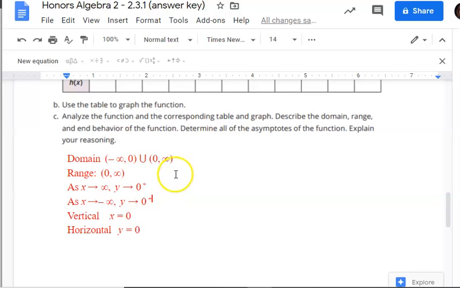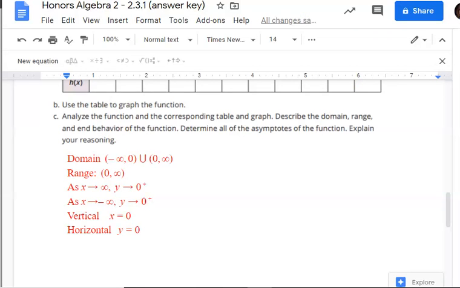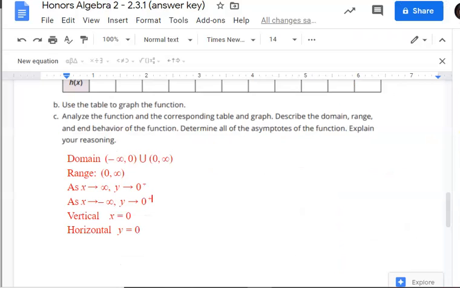There is a vertical asymptote at x equals 0. That is true. It does not touch the y-axis, so this vertical line was x equals 0, and there is a horizontal asymptote at y equals 0. So you see I still have that on here. It does not touch it. It does look like it at the ends, but it doesn't. It just keeps getting closer forever.